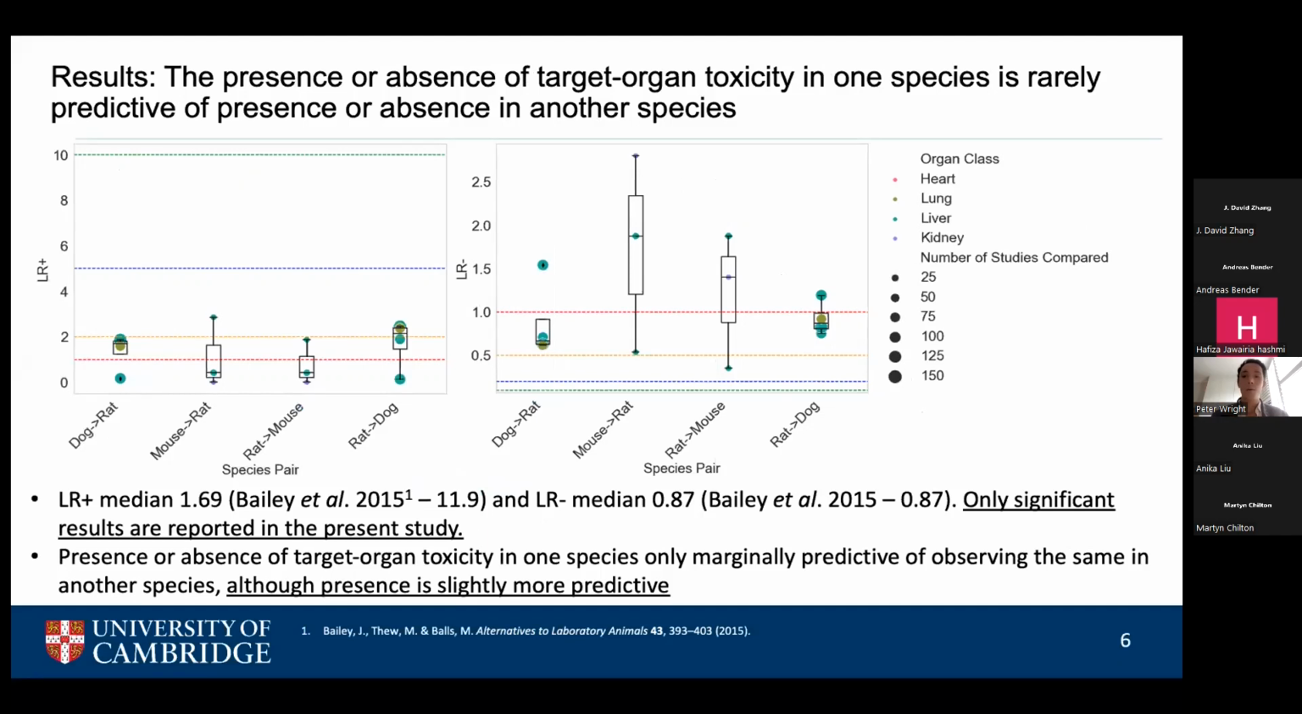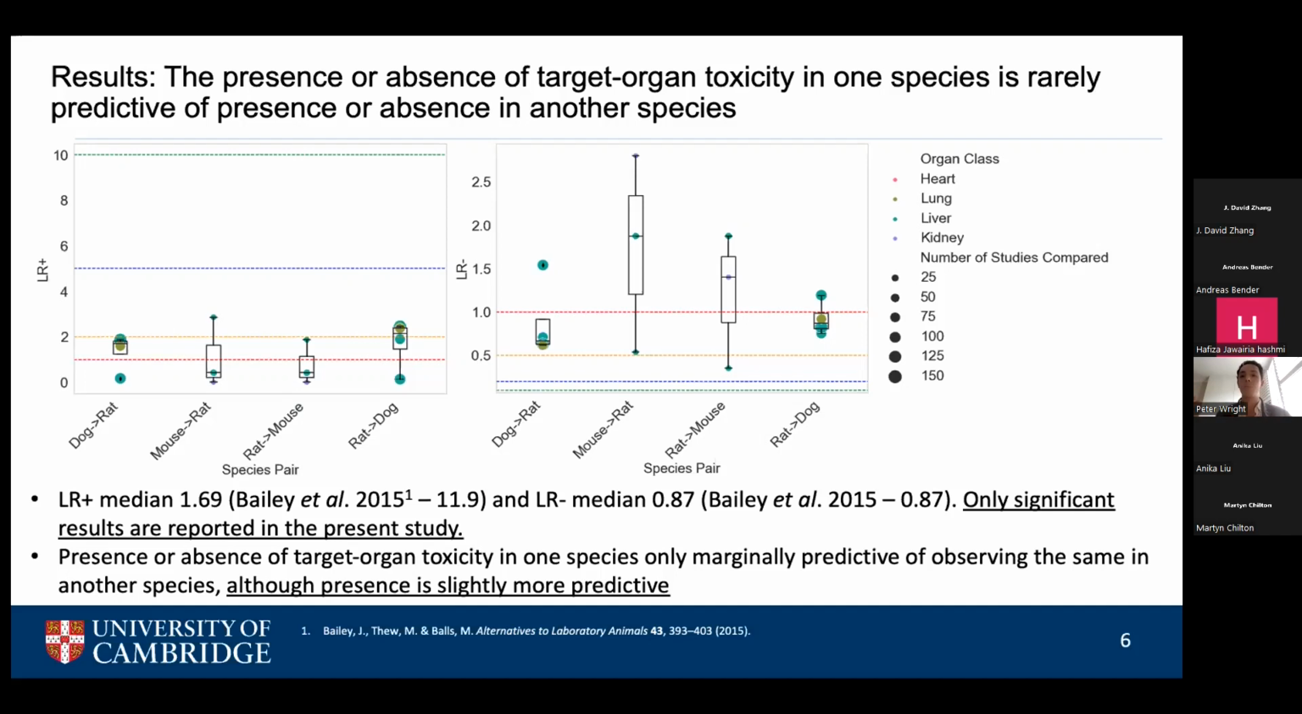So here is the primary result of the study. Essentially, the presence or absence of target organ toxicity in one species is rarely predictive of the presence or absence in another species. What's plotted on the left-hand side is the LR+ values for the results, and on the right-hand side, the LR- values. The dot colors indicate which target organ toxicity we are analyzing, and the x-axis indicates the species pairs. So, for example, dog arrow rat means dog liver toxicity predicting rat liver toxicity.